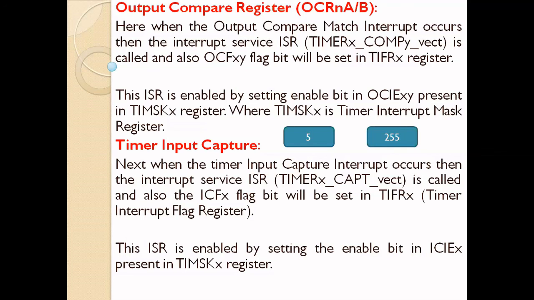Next one is timer input capture. This timer input capture is used to capture the value. Suppose I am giving 5. After one more clock pulse, if you see the value here, it will become 6. I want to know what value is available in that particular timer. For that you have to use the input capture mode.